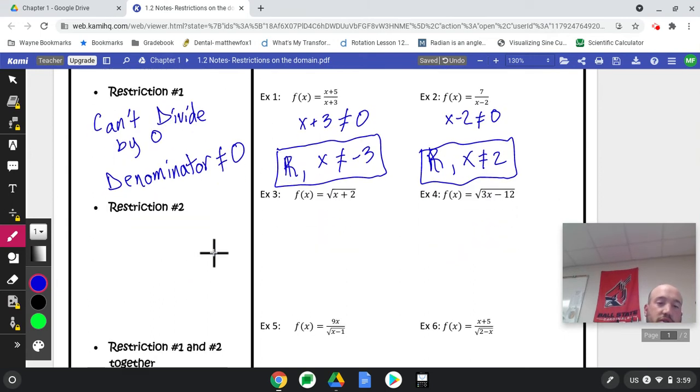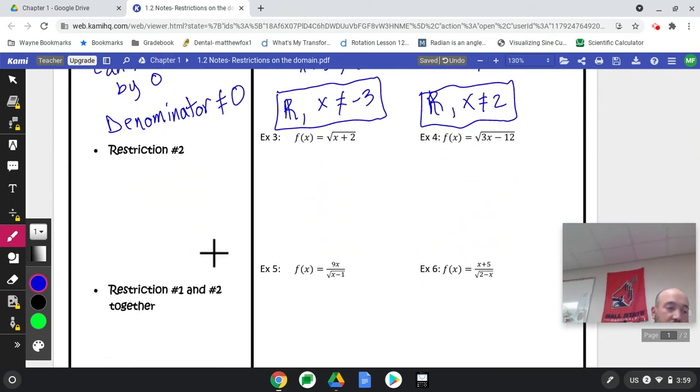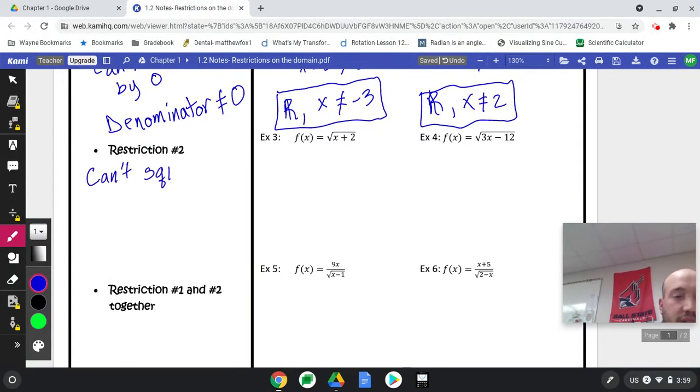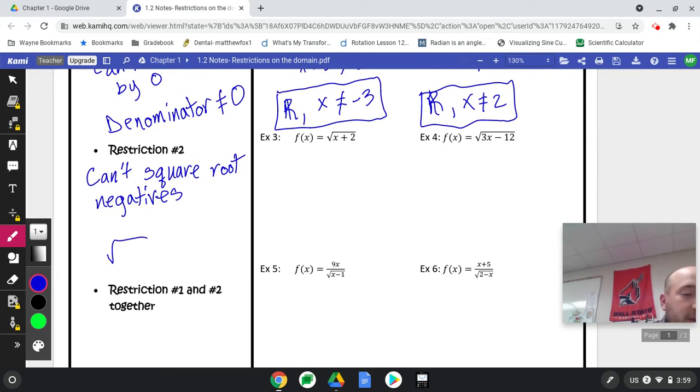Okay, now our second restriction is the idea that we can't square root negatives, okay? Or get an imaginary number. So we can't square root negatives. So that means when we have a square root, whatever's inside it cannot be negative. So it must be, if we have a square root, it must be greater than or equal to 0.